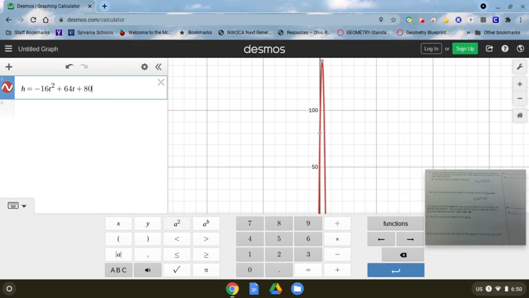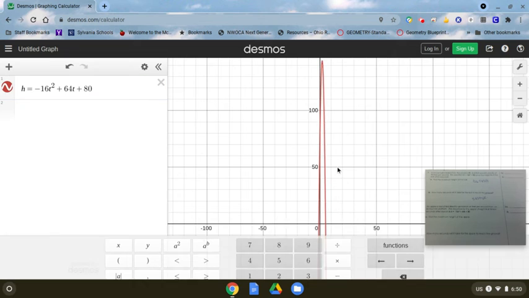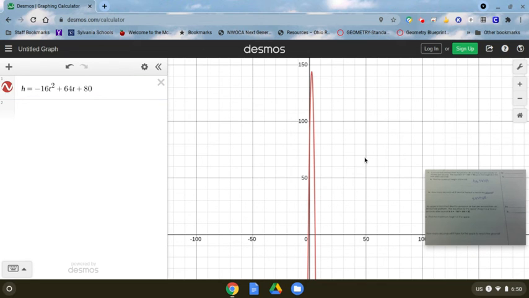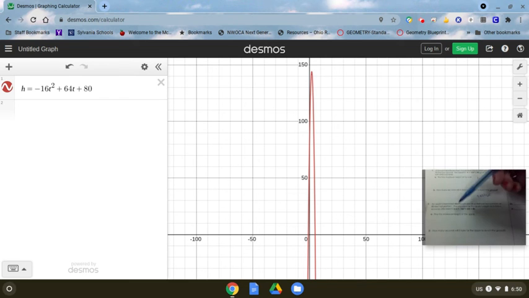Okay, so I've got that one in there, and you can kind of see it, I think. I might have to zoom. Oh, perfect. Okay, so let's see what the question is asking us. It says, find the maximum height of the apple. The apple is launched directly upward 64 feet per second off of an 80-foot platform.